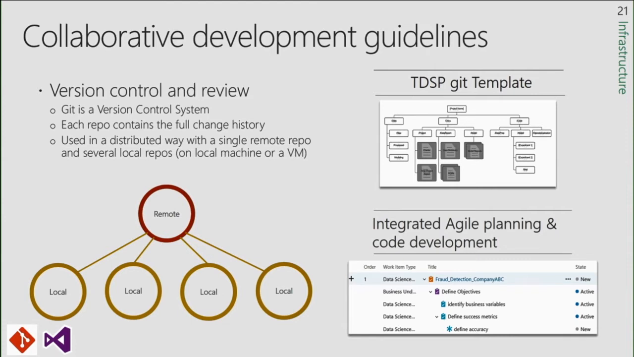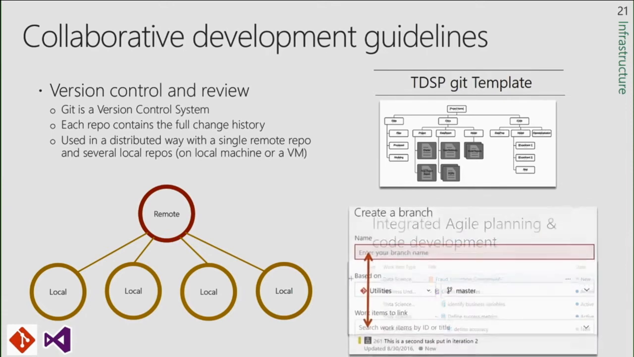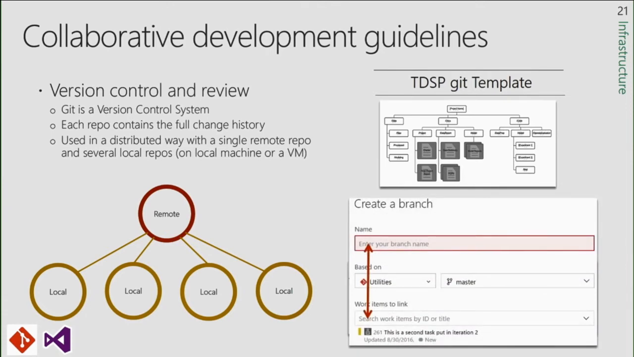One benefit of using Visual Studio Team Services and the Git repository is that you can connect your development work with your work planning in Agile. So once you start a work item, for example, in Agile, you can connect it to a new Git branch, so that your code and work planning are tied together properly.